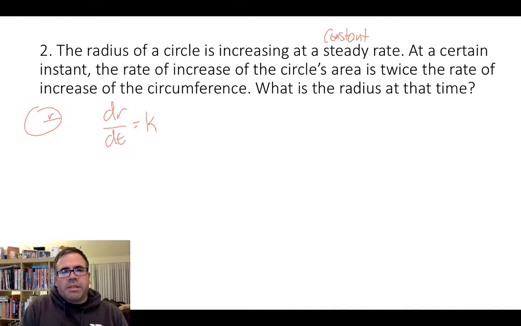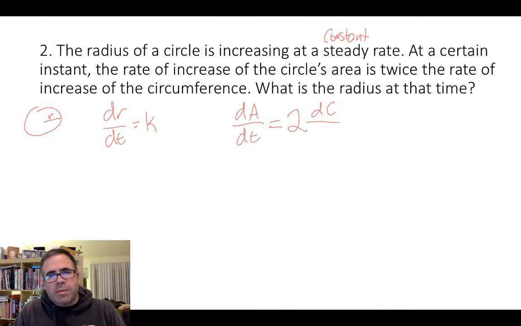At a certain instance, the rate of increase of the circle's area. So if area is A, the rate of increase we represent with dA/dt. The rate of increase of the circle's area is twice the rate of increase of the circumference. I'm using capital C for circumference. So this is our unifying fact. We need to find A and C in terms of r to get all of this together.